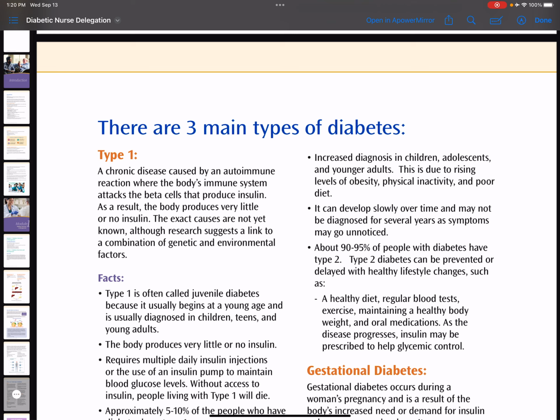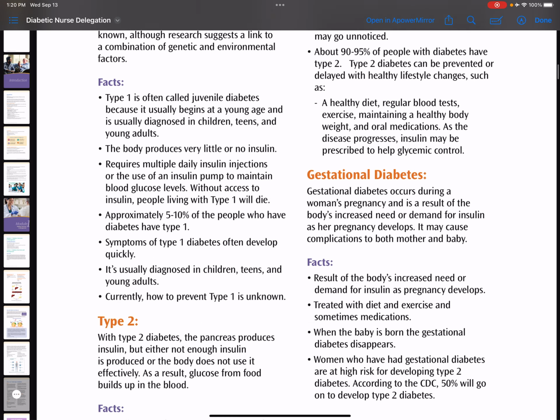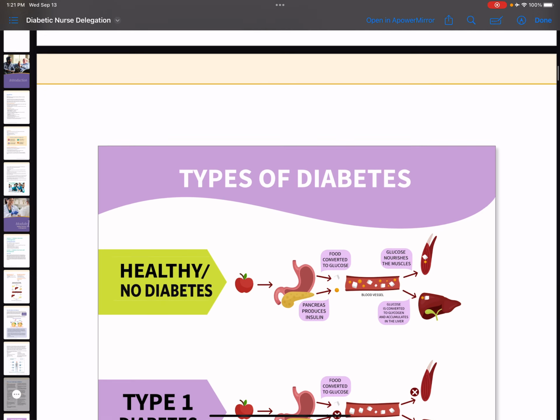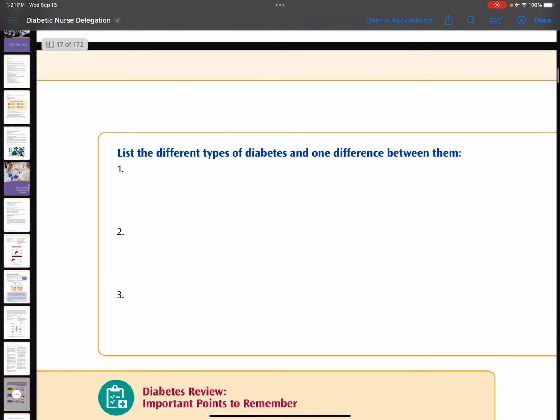Women who have had gestational diabetes are at high risk for developing type 2 diabetes. According to the CDC, 50% will go on to develop type 2 diabetes. Now we finish lesson 1. Now let's go to lesson 2.